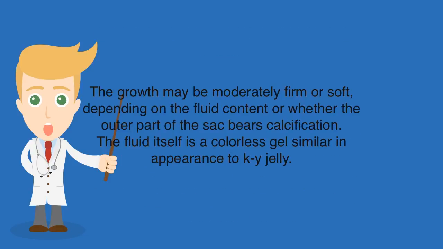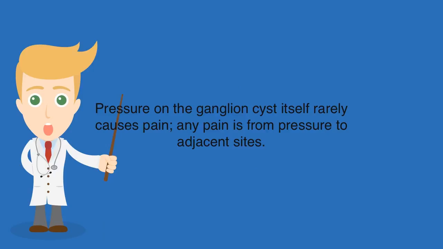The growth may be moderately firm or soft, depending on the fluid content or whether the outer part of the sac bears calcification. The fluid itself is a colorless gel similar in appearance to KY jelly. Pressure on the ganglion cyst itself rarely causes pain. Any pain is from pressure to adjacent sites.